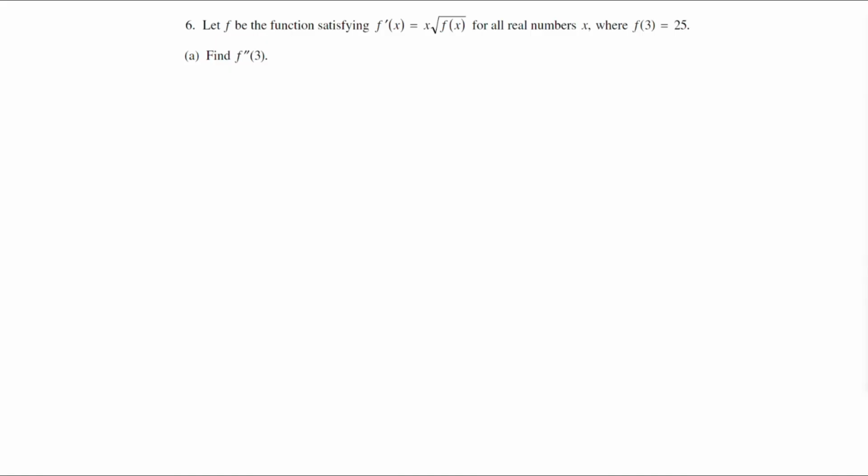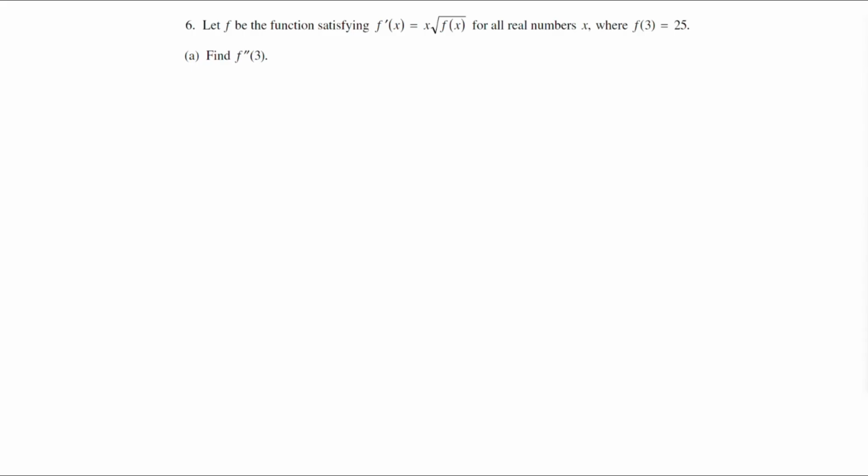All right, this is question number 6 from the 2003 Form B AP Calculus AB exam. This is a differential equation FRQ. And it starts by giving us f prime of x, which is x root f of x. And it says it is valid for all real numbers x, where f of 3 is 25. And we want to find f double prime of 3.